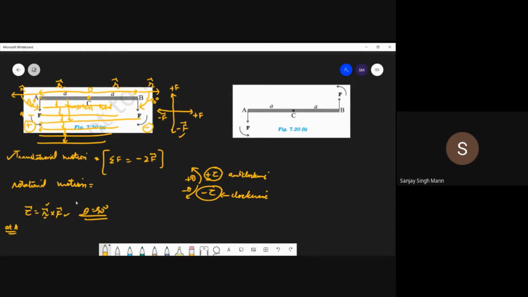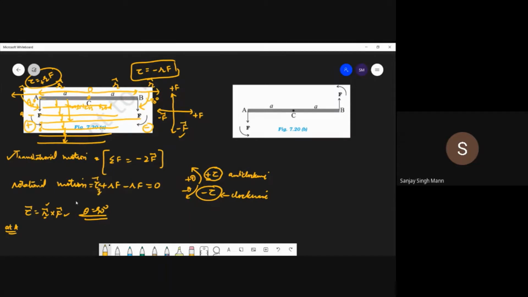I told you that here the tau will be simply RF. The angle is 90 degrees, so plus RF. We have already done this, okay? And here the tau will be simply minus RF. You can see that both are equal and opposite, so plus RF minus RF. The net will be 0, so the net torque will be 0.